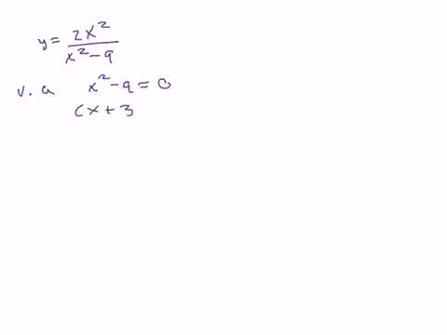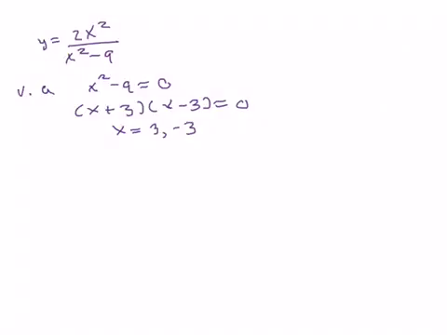So in this case, this is a difference of squares. So I'm going to factor it and then set each factor equal to 0 and solve. And what I end up getting is two vertical asymptotes, one at positive 3, one at negative 3.